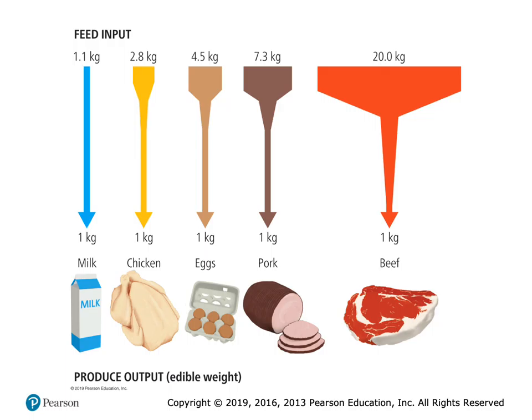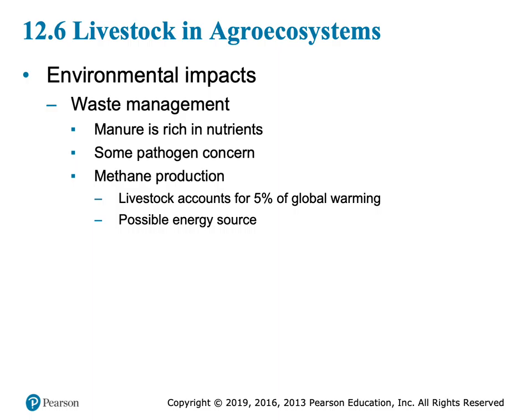So, domestic animal environmental impacts of livestock. The rest of your notes, I don't have you fill in a whole lot, so we'll just go through these quickly. There's waste management issues. Manure is extremely rich in nutrients, but there could be some pathogen concerns and disease transmission. Methane production: livestock actually account for 5% of global warming, so they release carbon into the atmosphere through their waste products. Some want to use methane as a possible energy source.